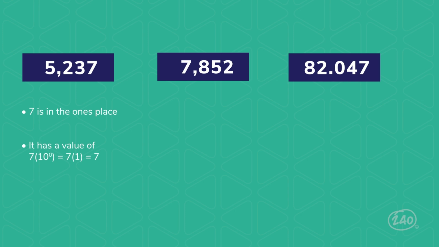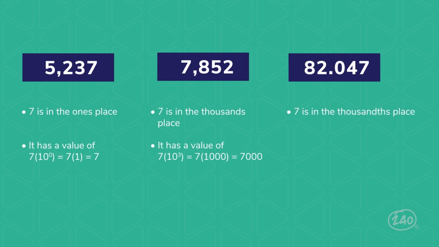In 7,852, 7 is in the thousands place and has a value of 7,000. And in 82 and 47 thousandths, 7 is in the thousandths place and has a value of 0.007.